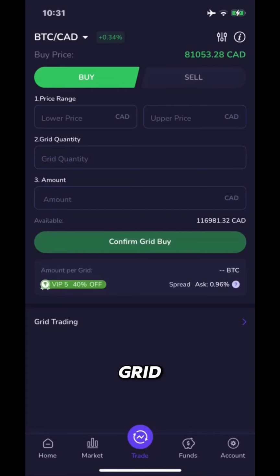Now let's move on to grid trading. Go to the More icon and under Trade, select Grid Trading, where your screen will look like this. Now, grid trading works great for buying low and selling high within a certain price range.